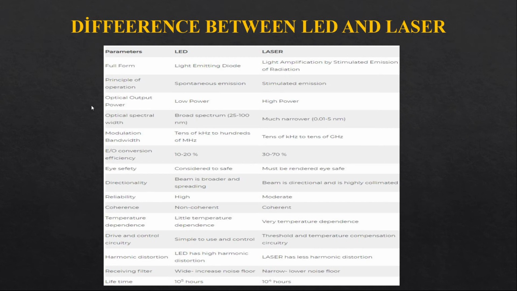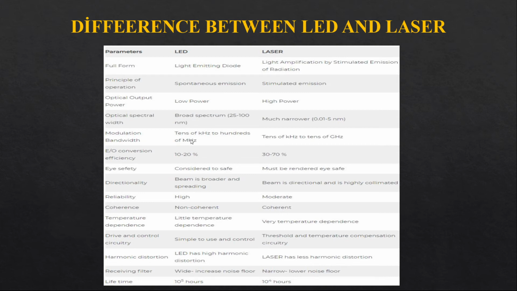Difference between LED and laser. Parameters: LED, laser. Full form: light emitting diode, light amplification by stimulated emission of radiation. Low power, high power. Obviously, we know that lasers have higher power because they are more focused. LED has a broad optical spectral width because it emits at all angles. Lasers have a much narrower width because they focus.